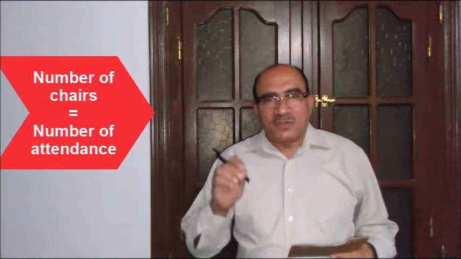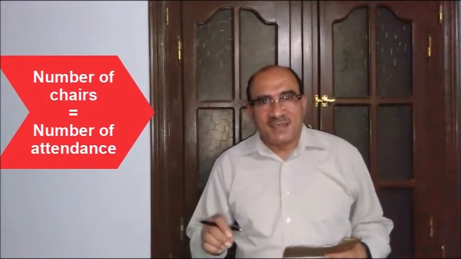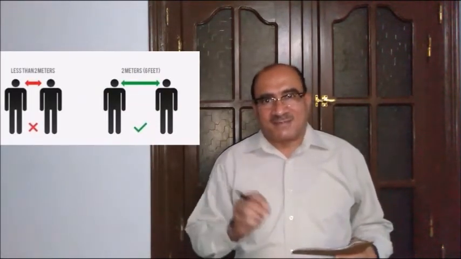Number 1, the number of chairs equals the number of attendants. Number 2, usually the chair arrangement is either U-shape or classroom, but concerning social spacing, the classroom with alternate rows is the best, like this, taking into consideration 1 meter distance from each other.